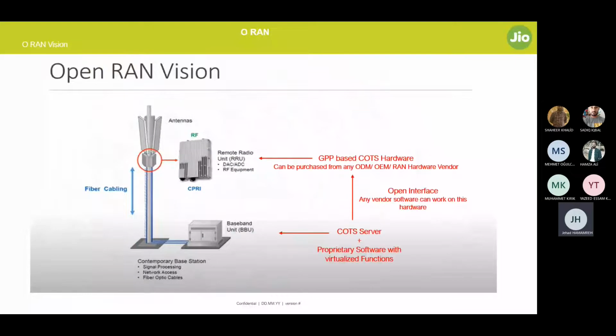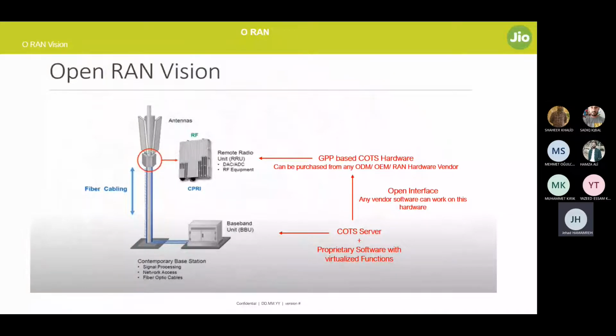So in Open RAN, almost everything is not proprietary. It's general public purpose hardware devices, commercial off-the-shelf hardware, that can be purchased from any original design manufacturer or equipment manufacturer, and the same applies to the interfaces. The interface is also open. Any vendor software can work on this hardware. This is a very important statement. Any vendor software can work on this hardware.